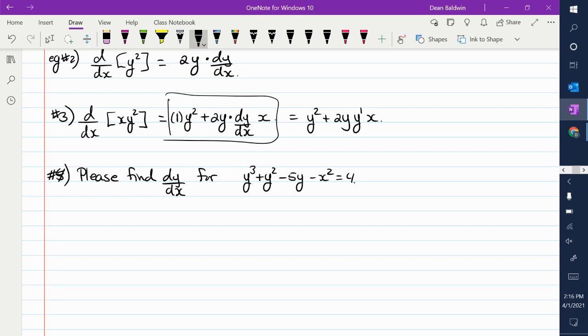All right, so we just go through and we do the derivative. So what's the derivative of y cubed? 3y squared dy dx.